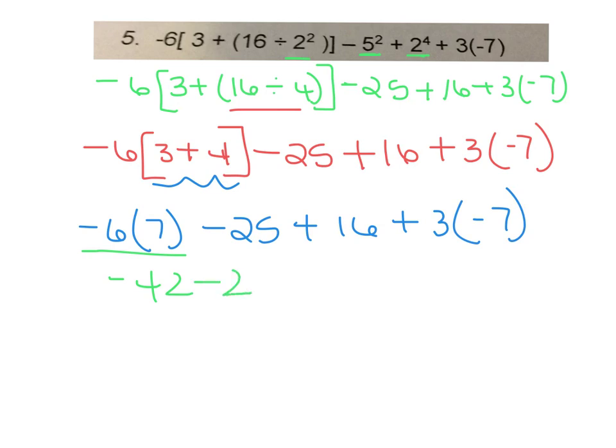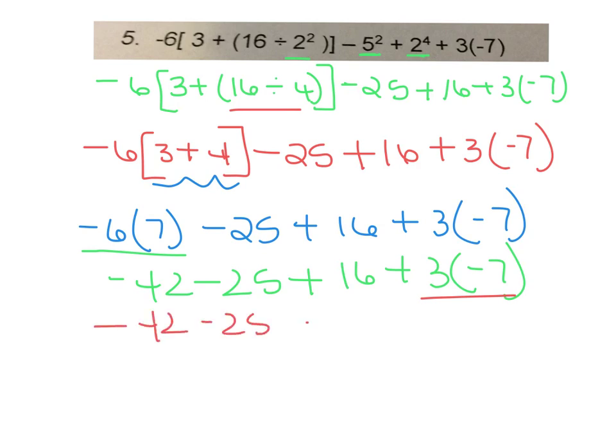I'm not going to touch these addition problems. Okay, again, I'm not going to touch any of the addition problems. I got to go over here and finish my multiplication. So I have negative 42 minus 25 plus 16 plus negative 21. Okay, now I'm ready to do my addition subtraction. I have to go left to right. I can only do one problem at a time, so I'm going to start here. I'm going to add the opposite. Negative 42 plus negative 25 is negative 67.